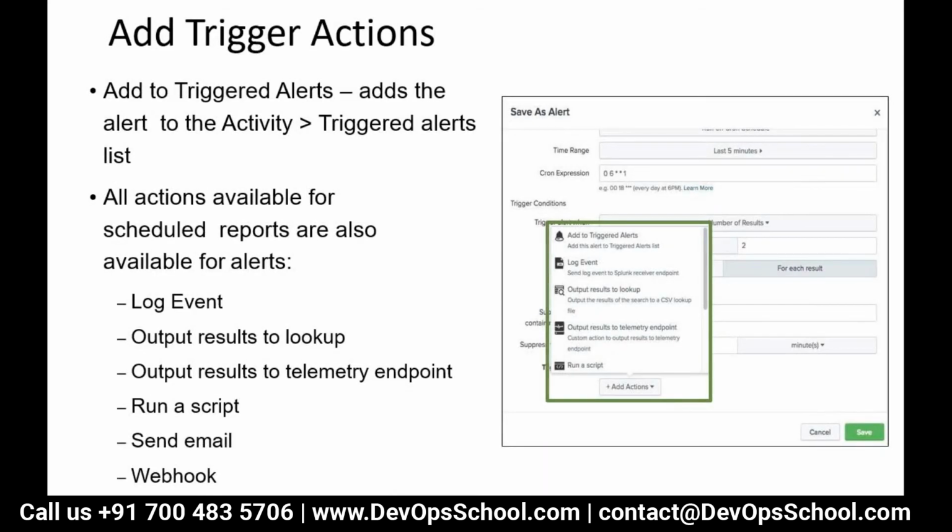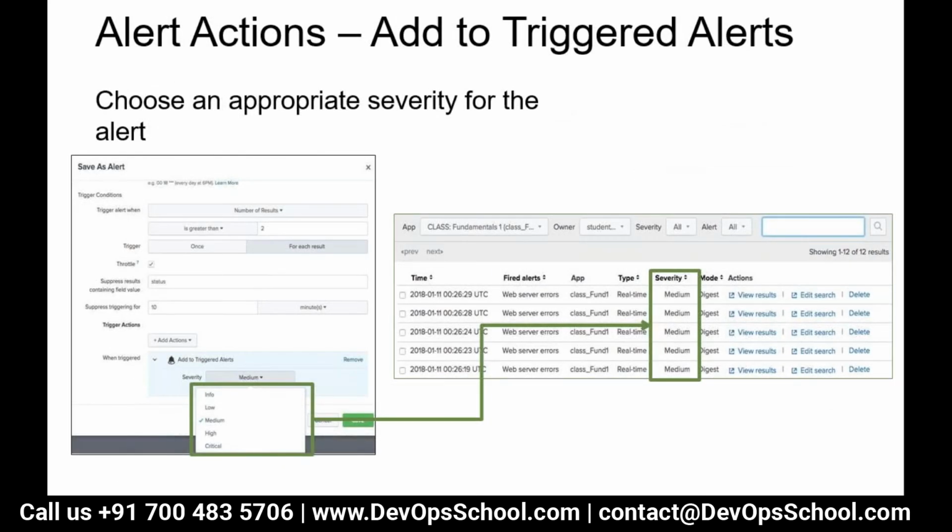Now, what should be the action? There are different actions which we have shown here: log events, output results to lookup, and so many more. Once the alert is created, you can see it in the alert section, and then you can set the priorities like low, info, medium, high, and critical. Those are the severities you can set whenever you feel comfortable, as per your alerts.